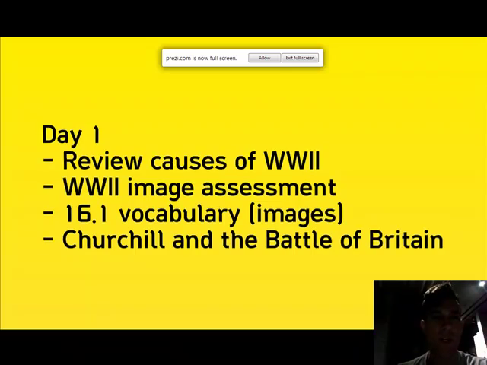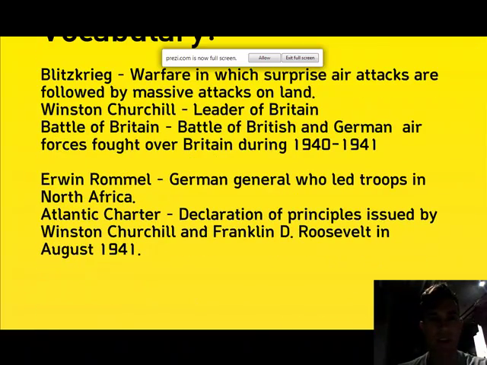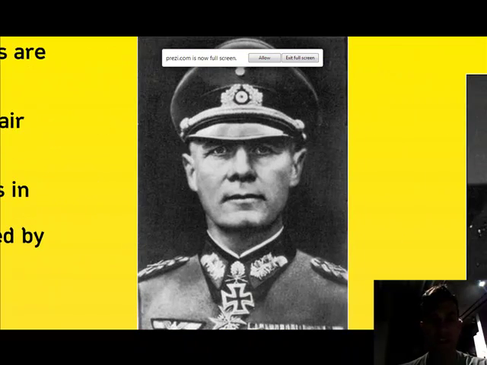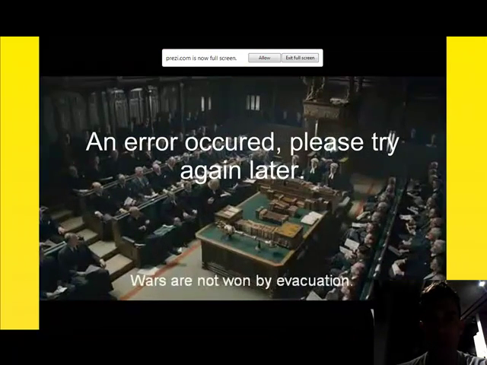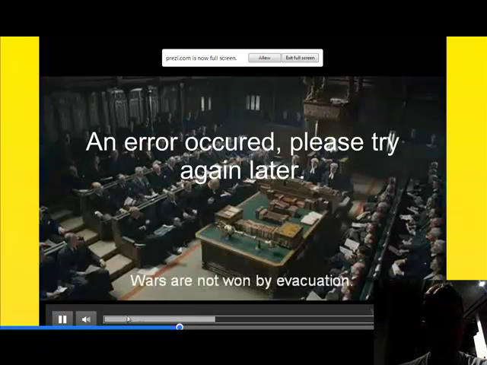So for each day, this is what it looks like. A nice little overview, and then usually for most days where we're actually going to be doing a chapter reading or a light chapter overview, I like to give the vocabulary. For the vocabulary, I also like to provide images, and here's an image of Rommel, the Desert Fox, and here is an image of Churchill, who was actually not throwing up the peace sign, he's holding up the V for victory. Usually following this, it's always nice to throw in a little video, and let's see if this will play here.